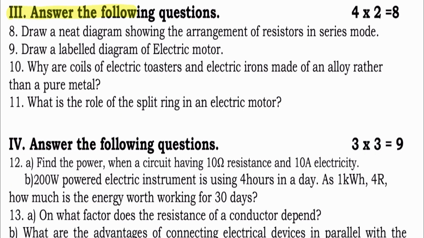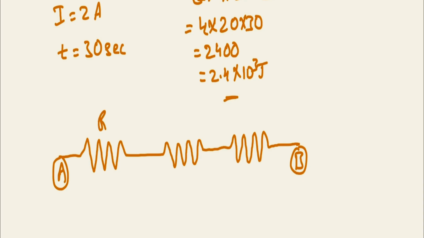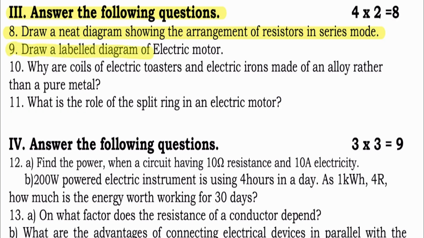Third main. Answer the following questions. Question number 8. Draw a neat diagram showing the arrangement of resistors in series mode. Since they have asked in series, we need to draw it like this. Here let's take it as point B, and this will be R1, R2, R3. And this is resistance in series. You can draw it in parallel if they asked about parallel. Question number 9. Draw a labeled diagram of electric motor. You guys can do it.